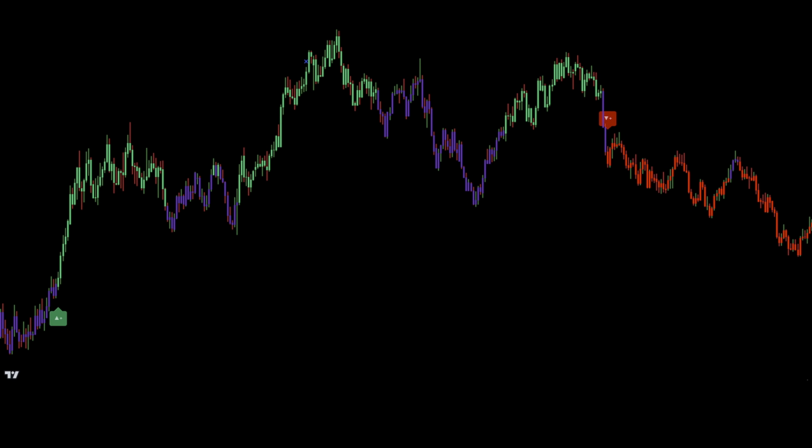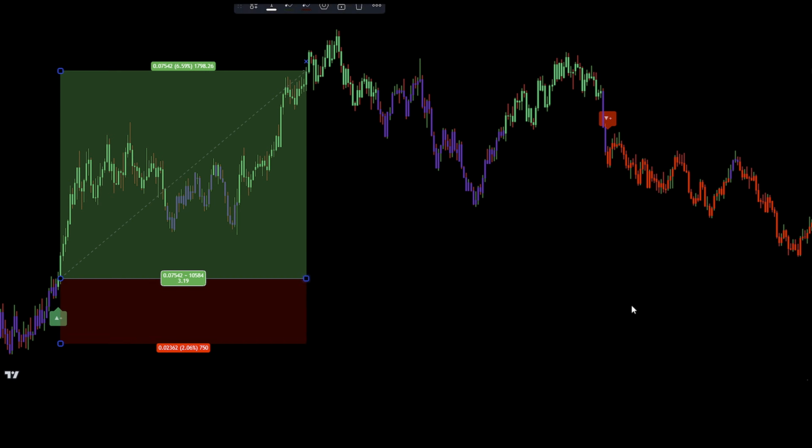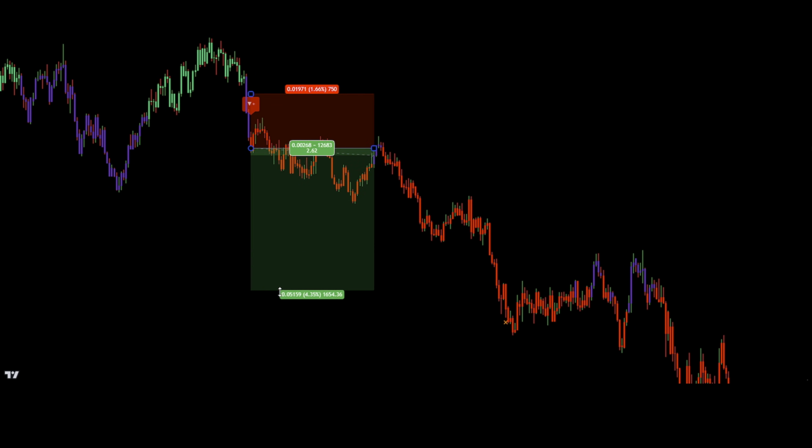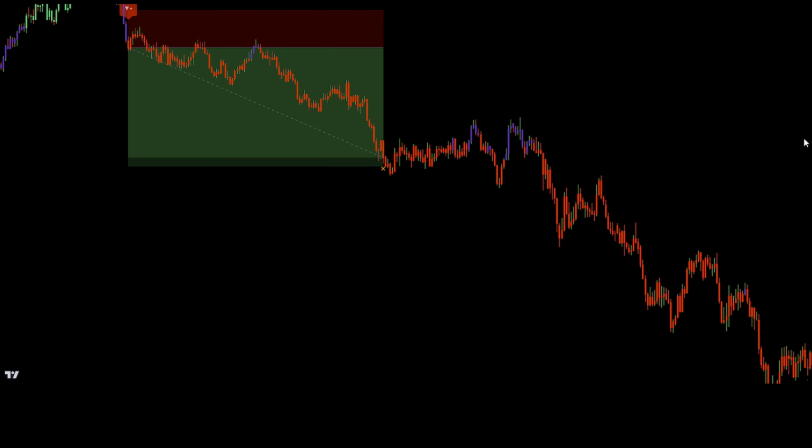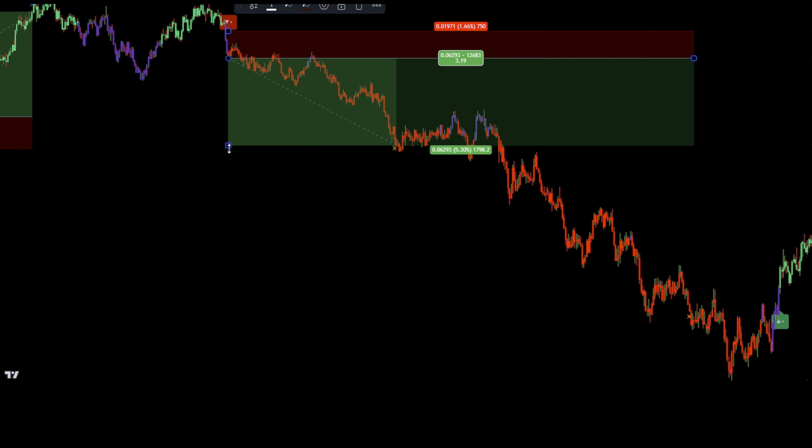The candle coloring uses green, red, and purple to indicate strong bullish, strong bearish, and retracement signals, making it easy to spot opportunities and understand market sentiment at a glance.